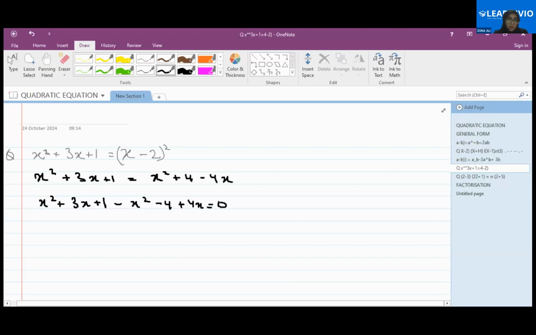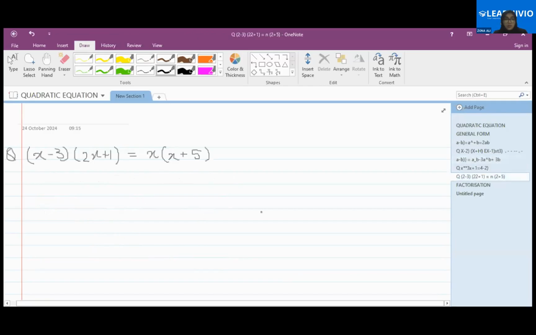Okay, so x square will cancel this x square, and 3x plus 4x will give you 7x, plus 1 and minus 4 will give you minus 3 is equal to 0. So the highest degree is not 2, so it is not a quadratic equation. Okay, now try this question also.